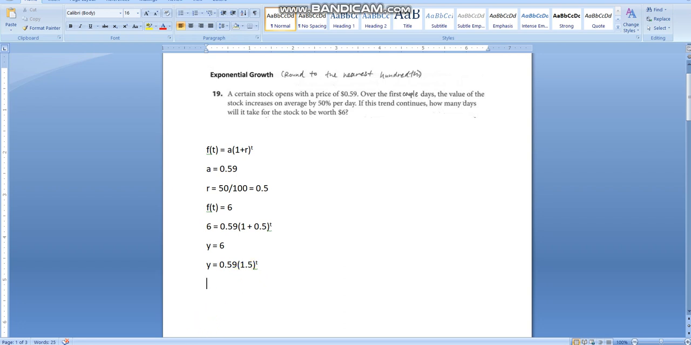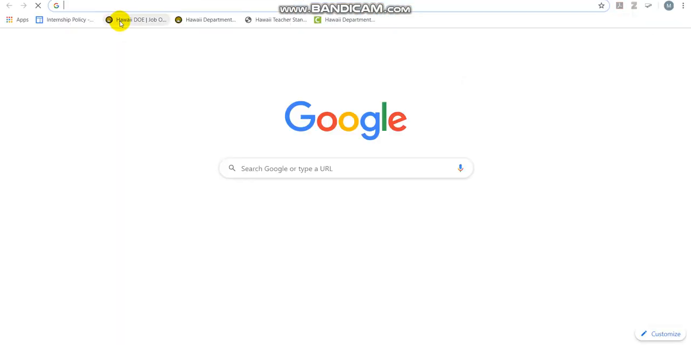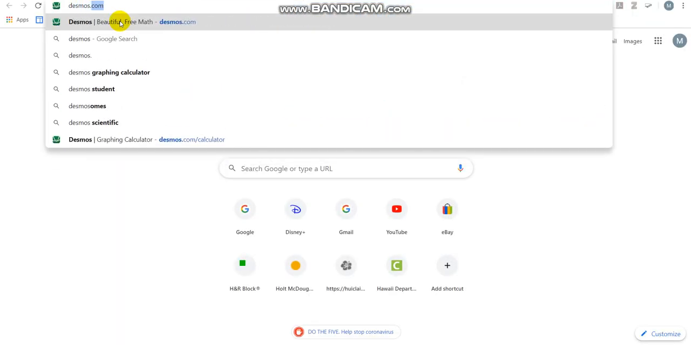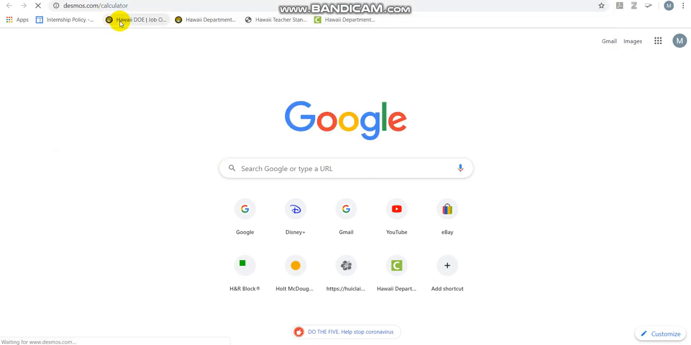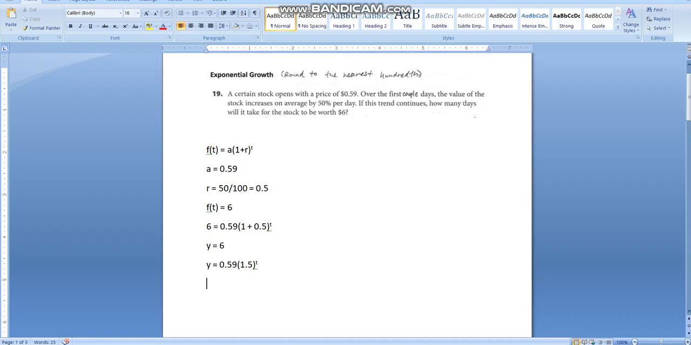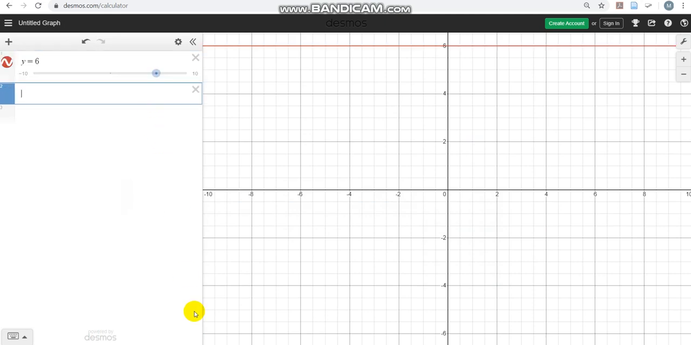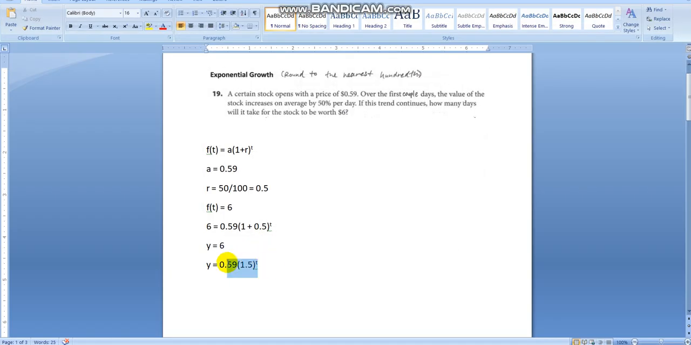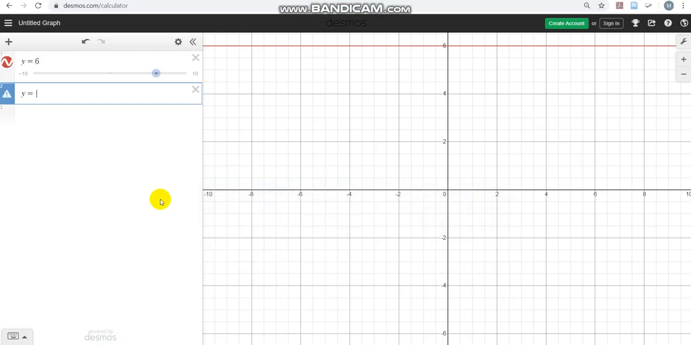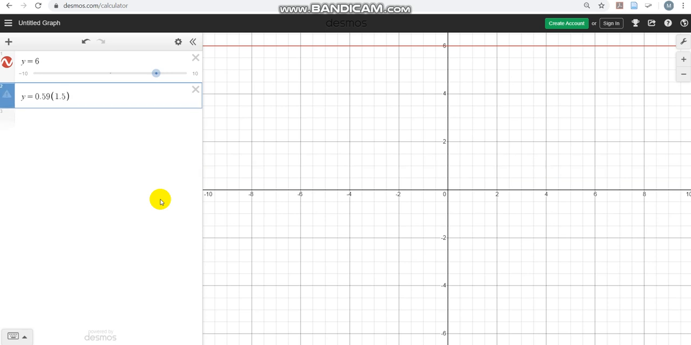Okay, next, what we need to do is graph these functions on Desmos. Okay, so I'm going to go to desmos.com/calculator. All right, so I'm just going to graph those two functions. So we have y equals 6. I'm going to graph that. Next function we have to graph is this function. So y equals 0.59 times 1.5, and we're raising it to the power of t.